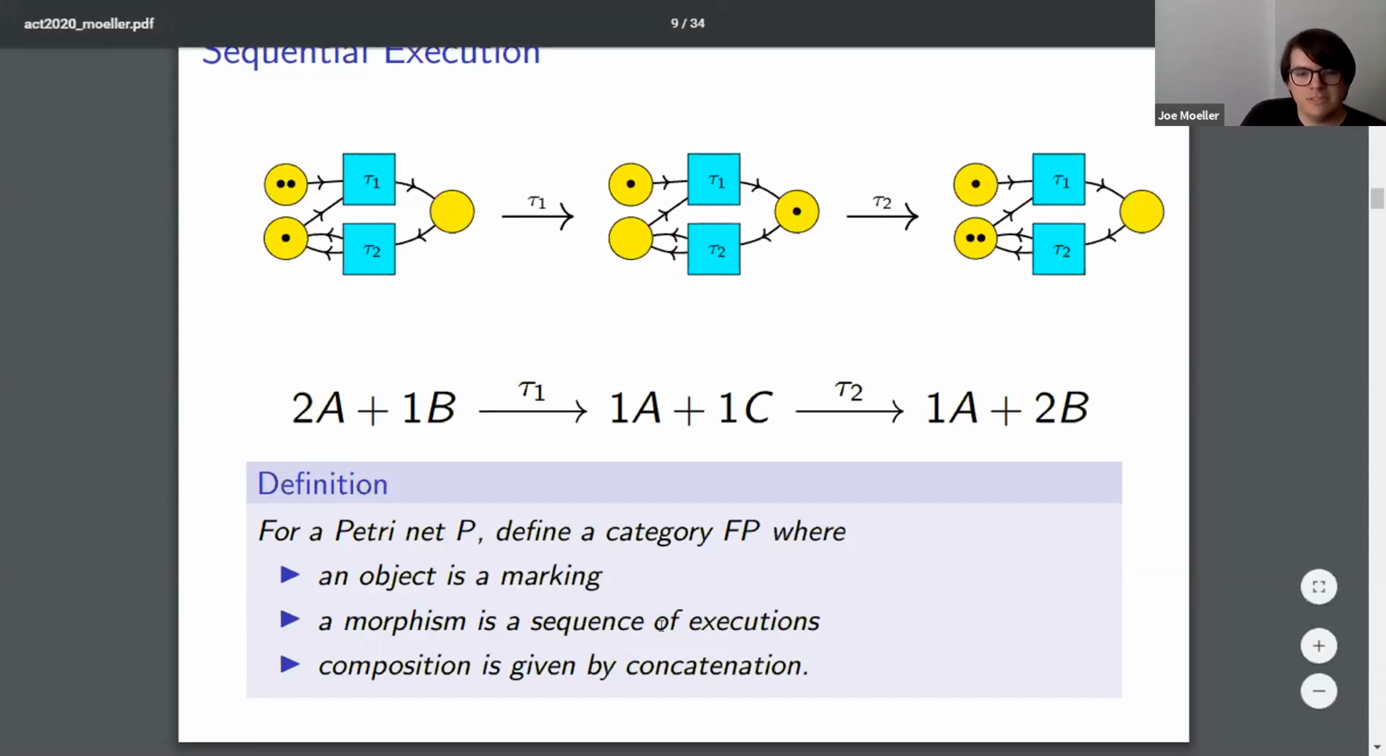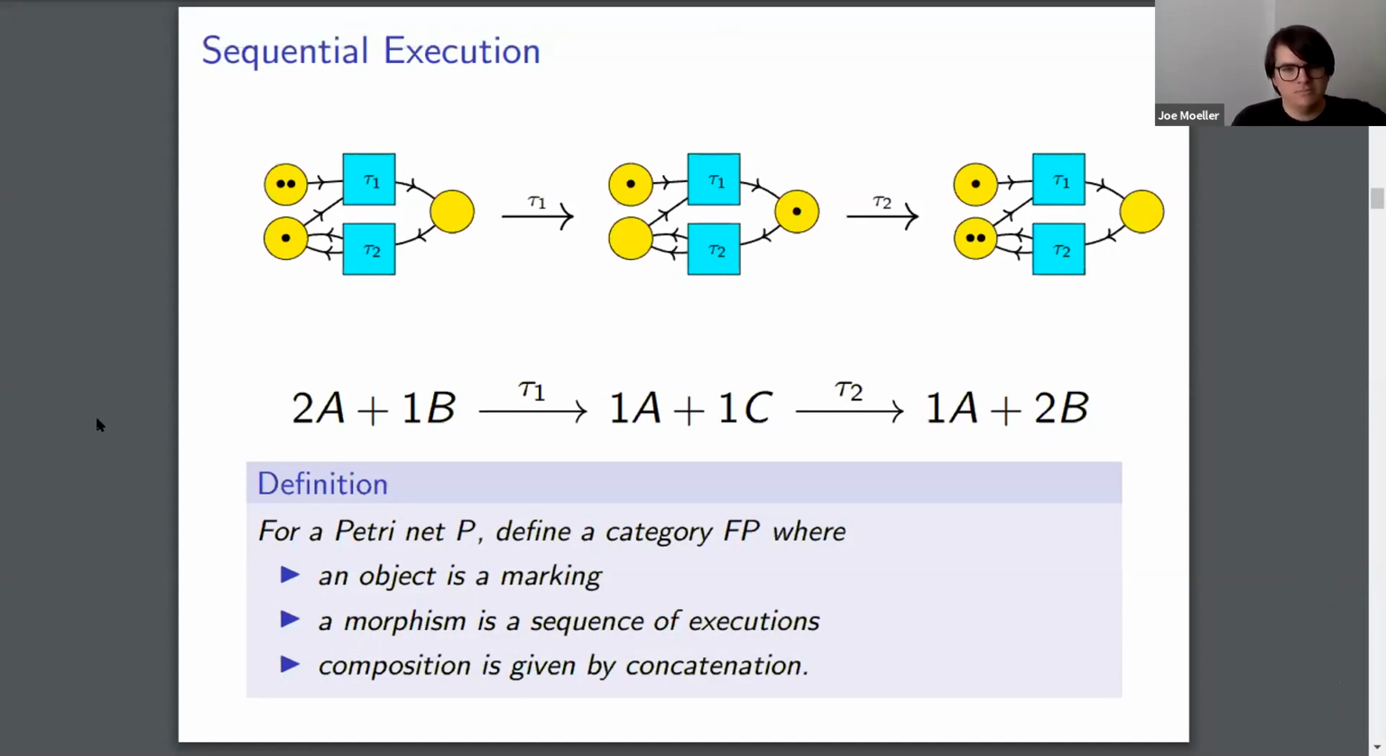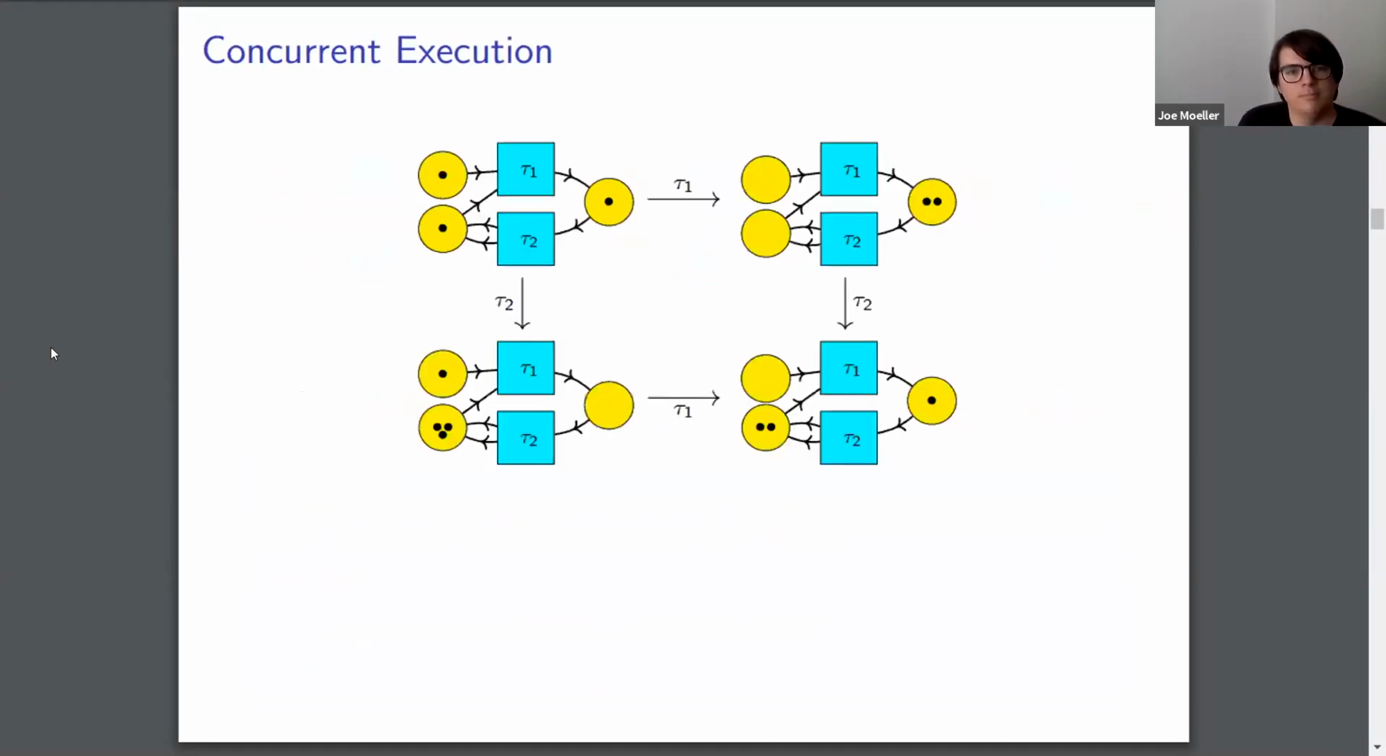The morphisms are going to be sequences of executions, right? It can't just be a single execution, because if you do multiple, you have to be able to compose them. So we take sequences of executions of processes to be the morphisms, and you compose them just by concatenation, meaning you executed a bunch of processes and then you executed a bunch more, then sticking those two sequences together gives one long sequence. So we call this FP, for free on P. But there's something else you can do here.